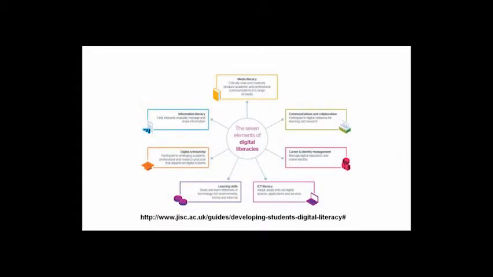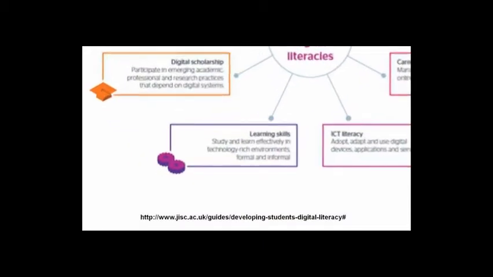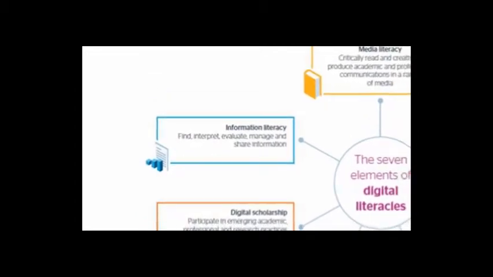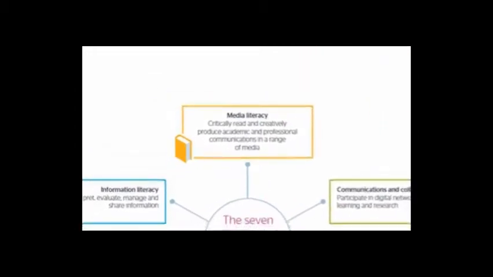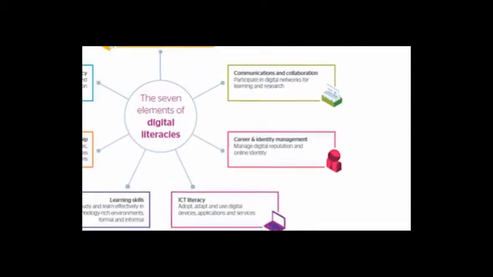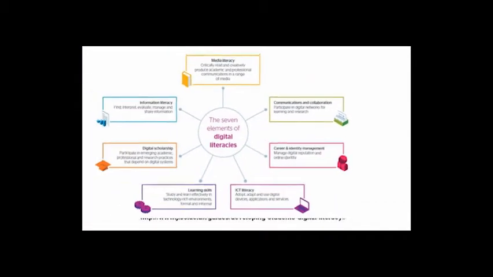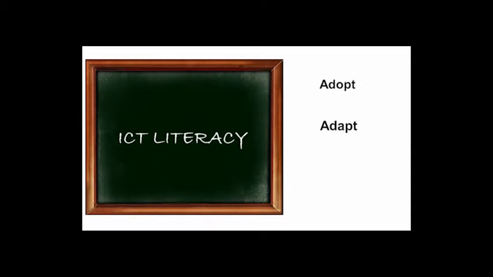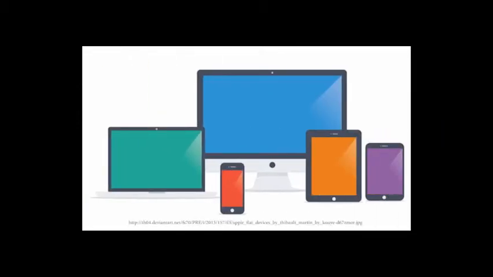Let's consider the 7 elements of digital literacy: learning skills, digital scholarship, information literacy, media literacy, communications and collaboration, career and identity management, and ICT literacy. I will take into consideration ICT literacy. It is when students adopt, adapt, and use digital devices, applications, and services.